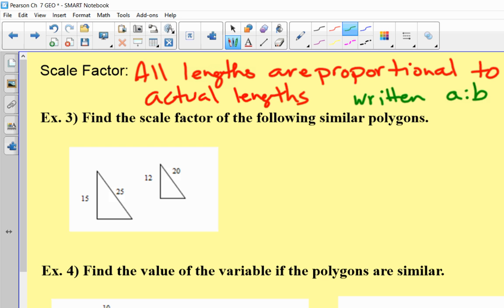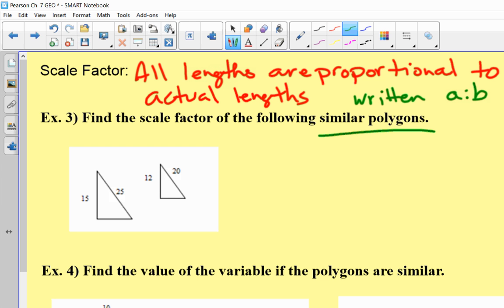So if you guys ever look at a map of something, a map is not a true representation of a city. A city map is drawn proportionally to the actual size of the city. So somewhere on the map, they've got to tell you the scale factor. So 1 inch on this map might actually equal 3 miles in real life. So you have to be given a scale factor to understand what the dimensions are. Okay, so they're telling us here that they are similar polygons, so they want the scale factor.